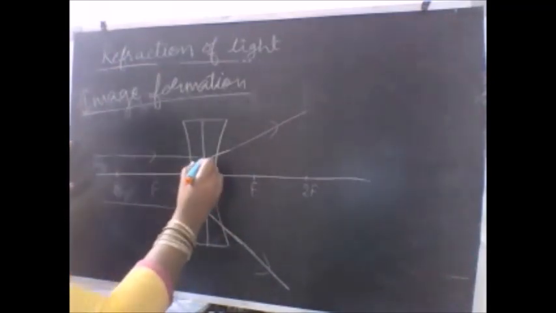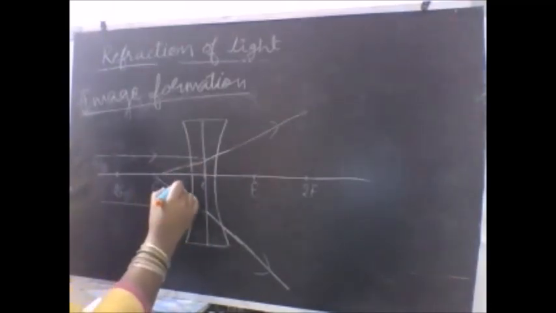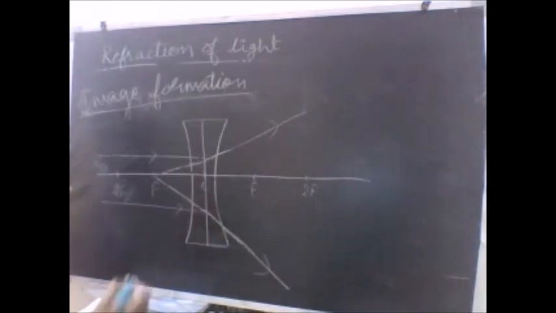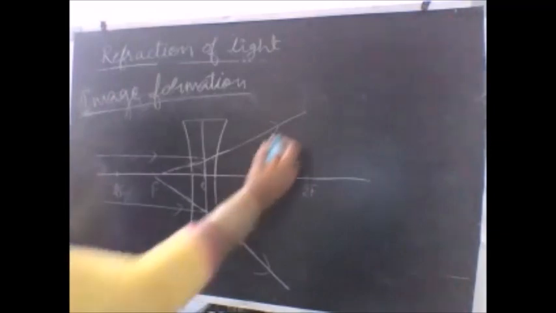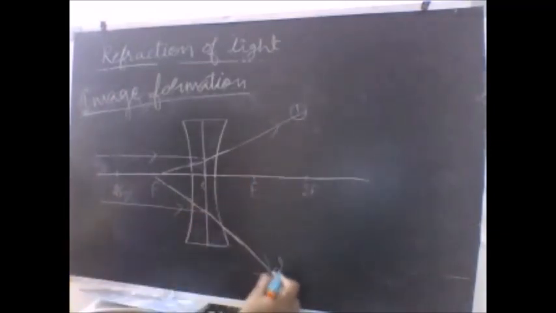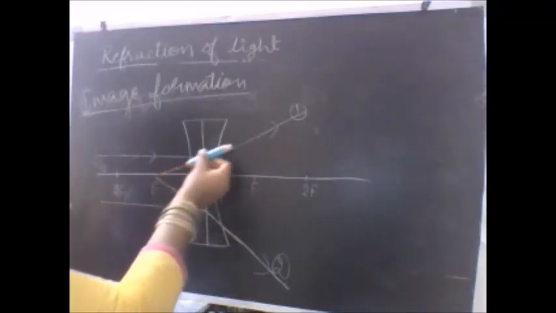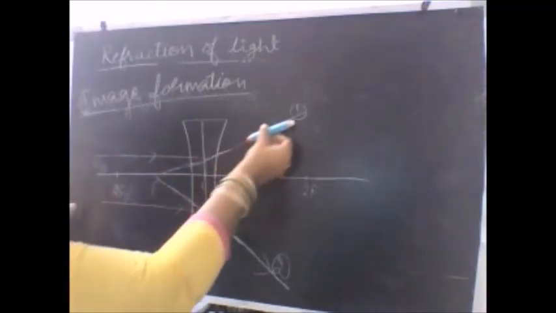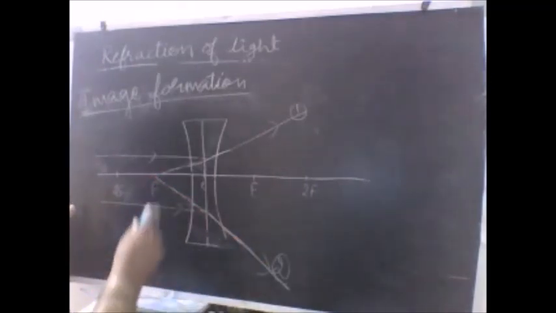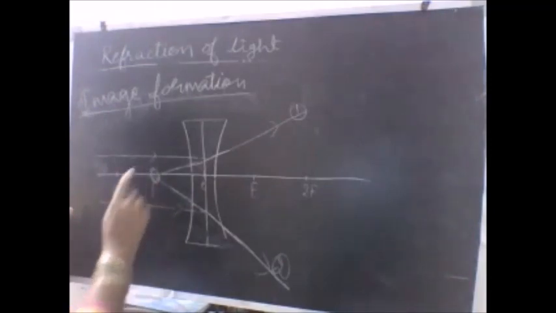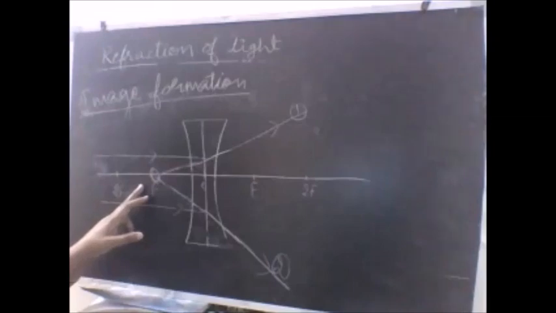But if I extend them backward, I observe that the light rays are meeting at the point focus. This refracted light ray number 1 and this refracted light ray number 2 give an impression as if this light ray is coming from focus. Same way this light ray appears as if it is coming from focus. Therefore we say that the light rays are not actually meeting the point F. They appear to meet at the focus.